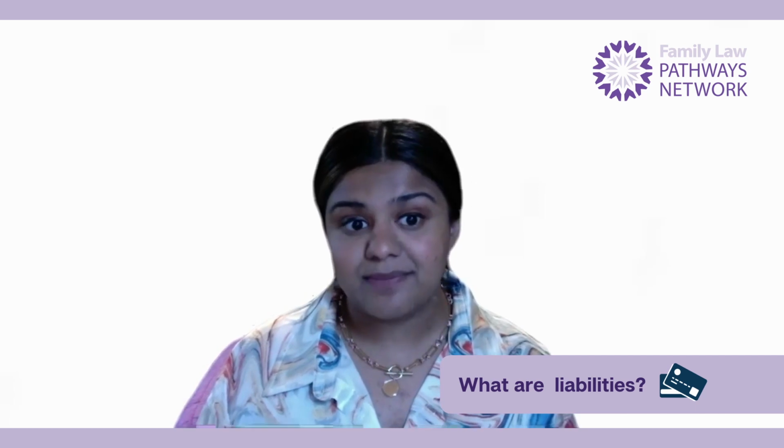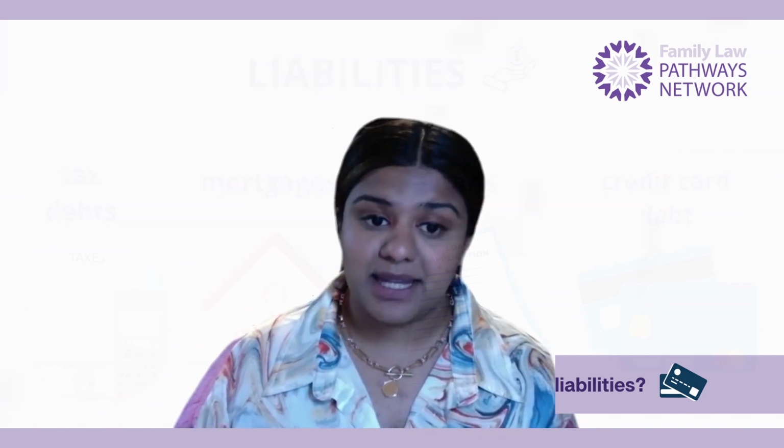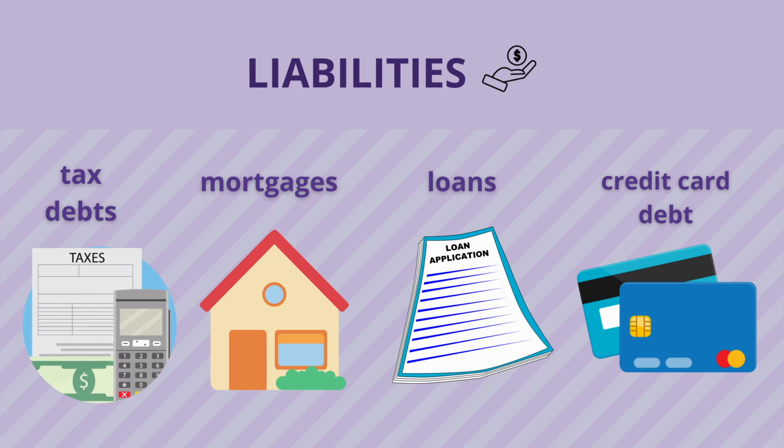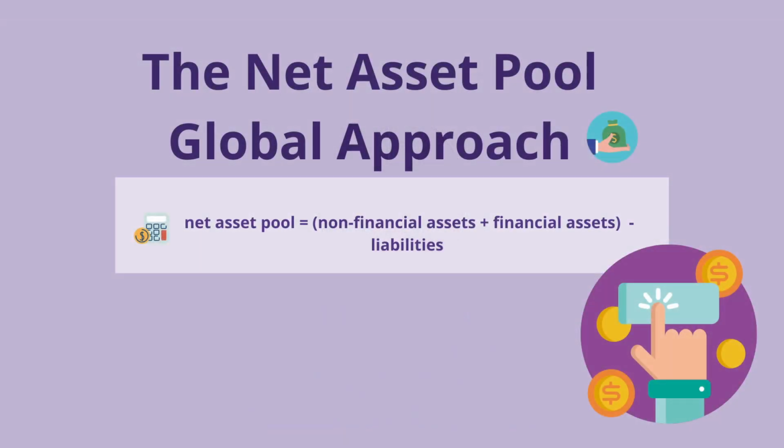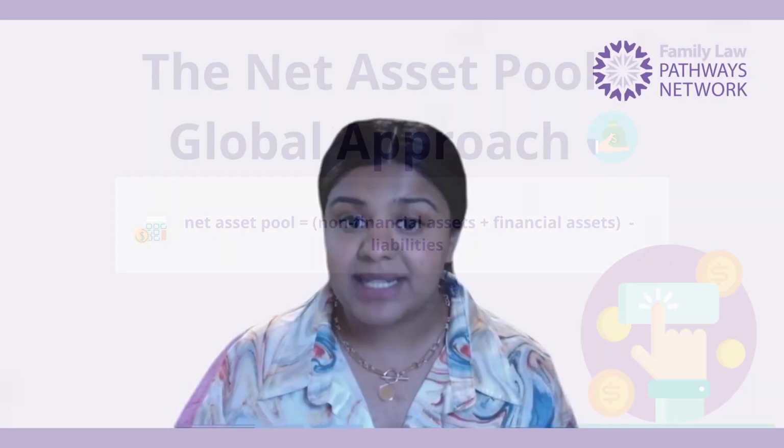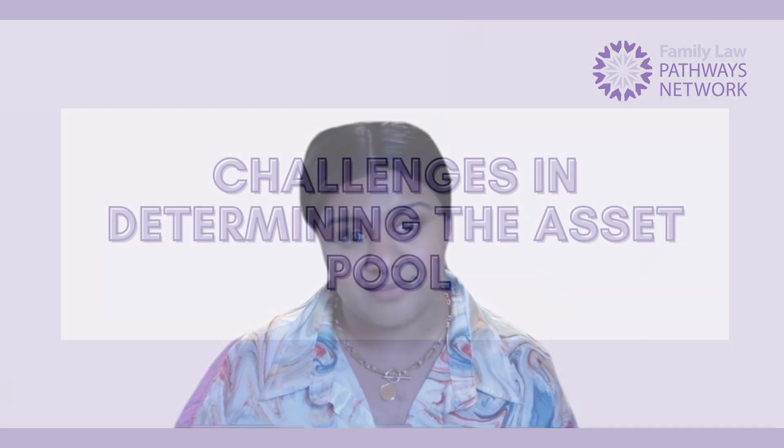Alongside assets, liabilities are relevant in a determination of the parties' net asset pool. Liabilities broadly describe the debts accrued by parties during the span of their relationship. Examples of liabilities may include tax debts, mortgages, personal loans, and credit card debts. The formula to determine the net asset pool is calculated by subtracting the parties' total liabilities from their total assets. This is determined as at the date of the property division.